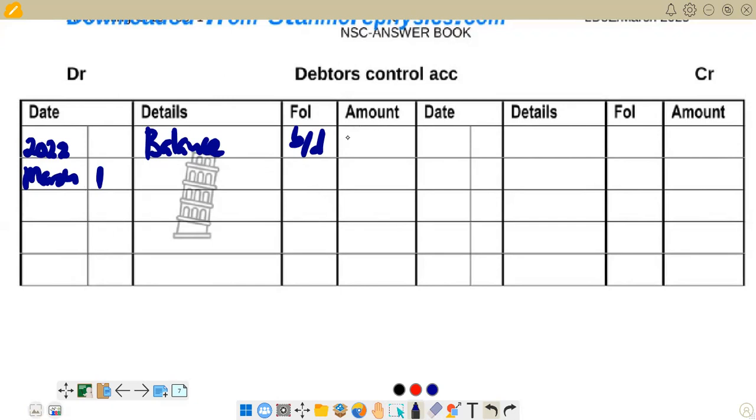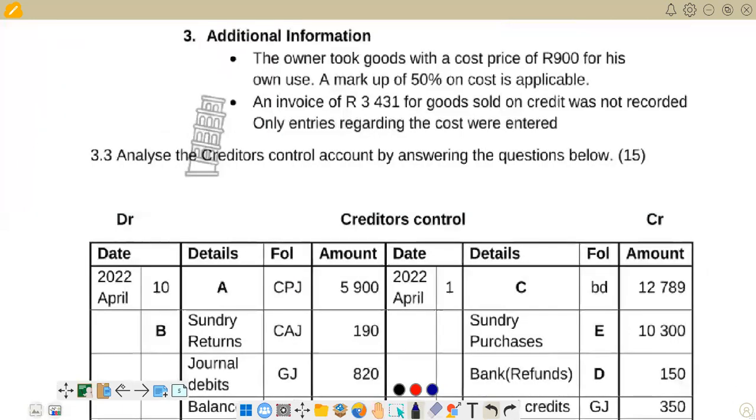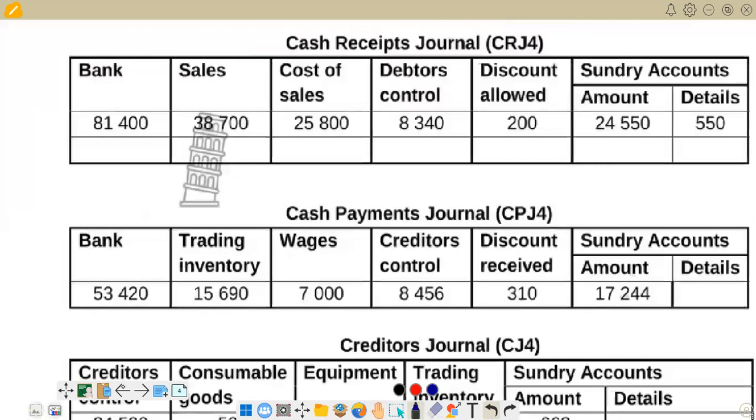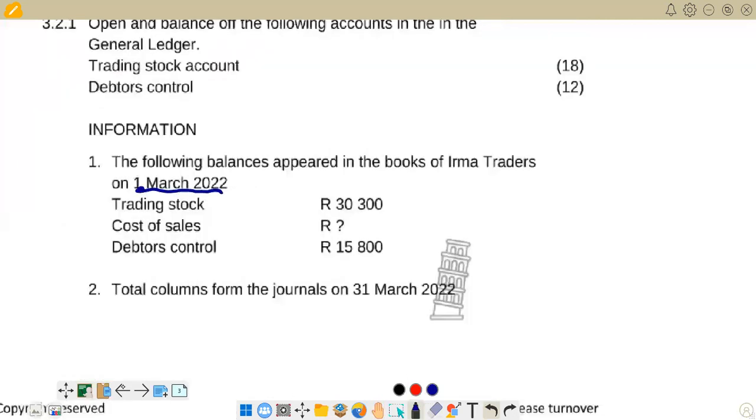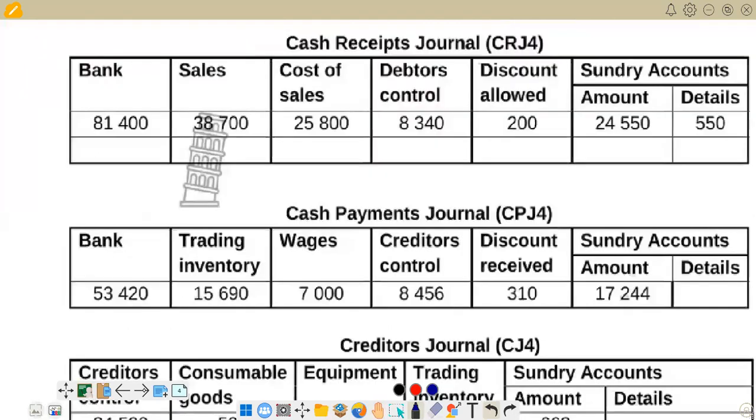And then the amount, remember here, the amount is 15,800. So we are going to put our 15,800. So this is what we have in terms of our opening balances. Then we go back to check the next information that we have there. We now go to the next page, and then we are given the information for the cash receipts journal, and on the cash receipts journal, we have got columns for bank, sales, cost of sales, debtors control, discount allowed, and then sundry amount.